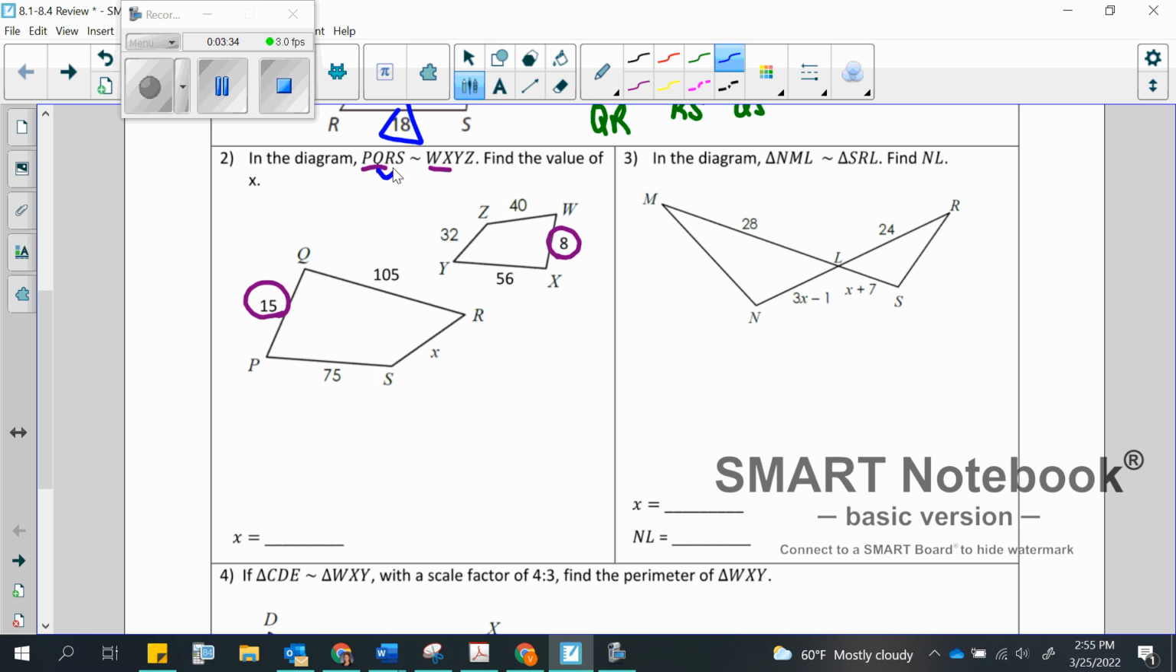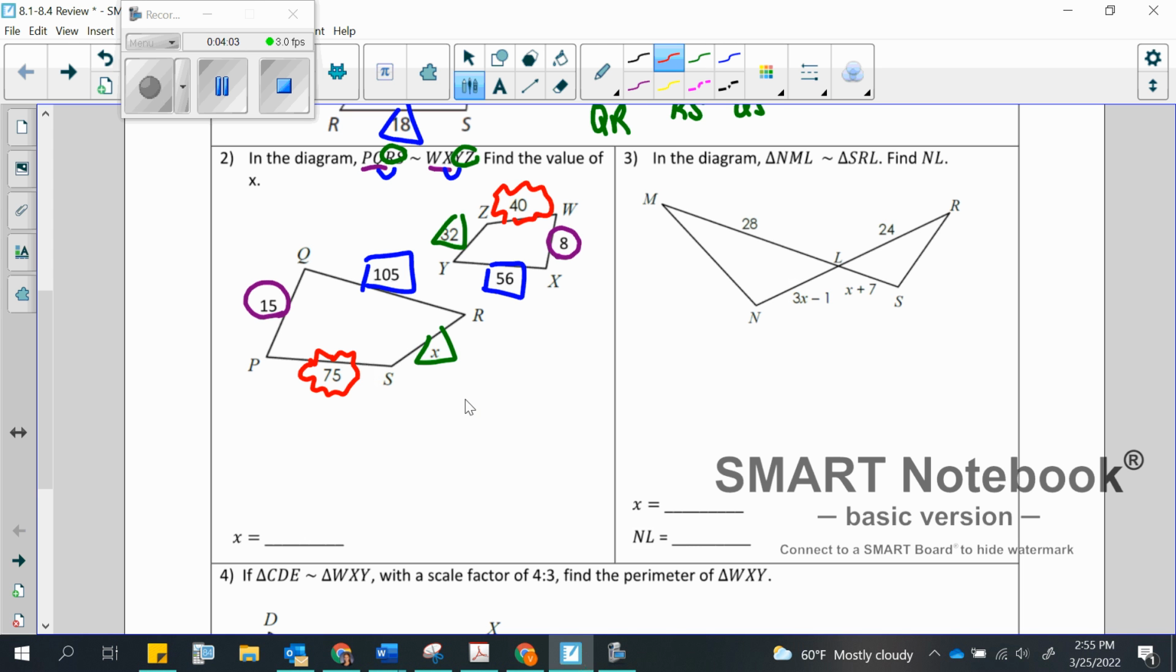Then I'm going to do QR. Those are in the middle, and XY, they're in the middle, so QR and XY. And then we have RS and YZ. So YZ, RS. And then last but not least, we can mark the last two corresponding sides, the only ones that are left, however you want to do it, PS and ZW.